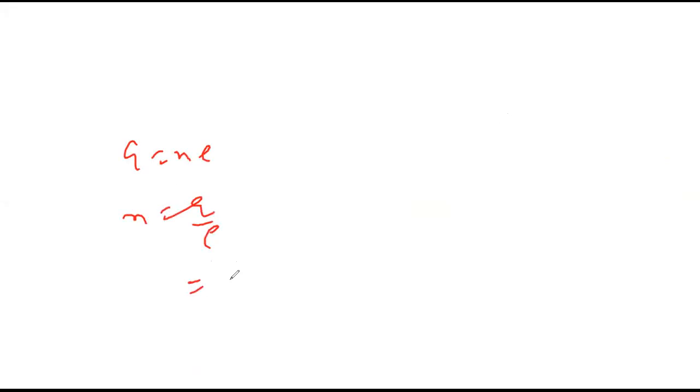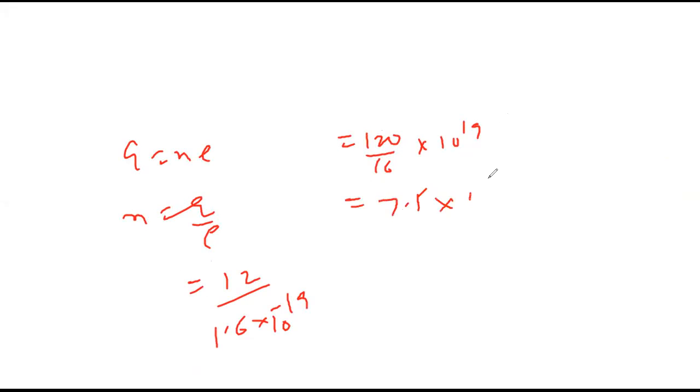Q is 12 coulomb upon 1.6 into 10 raised to minus 19. That will become 120 upon 16 into 10 raised to plus 19. That is 7.5 into 10 raised to 19 electrons.